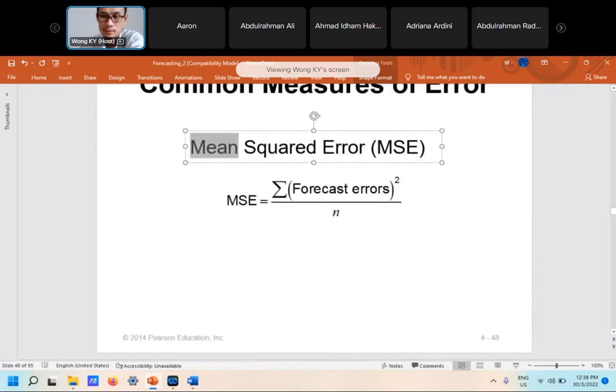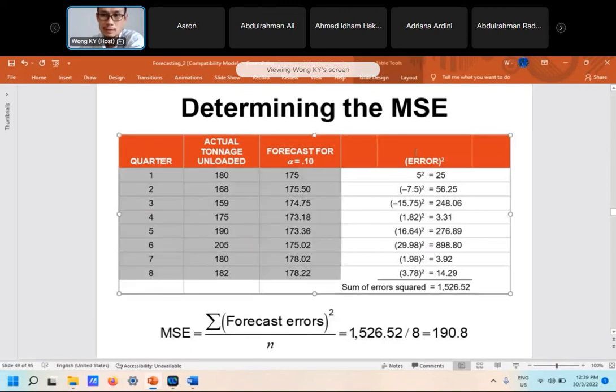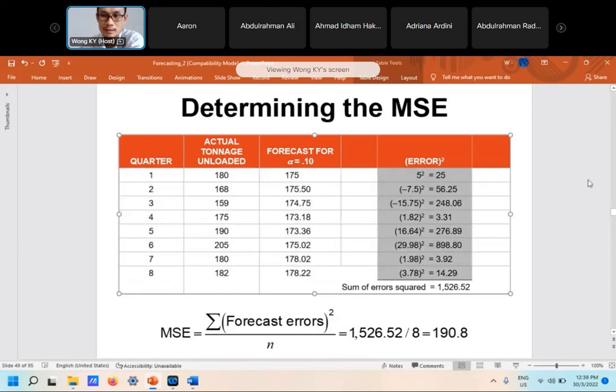Just for simplicity, we show you only for alpha equals 0.1. Alpha equals 0.5, no need to show, I don't want to waste space. You do the same for alpha equals 0.5. So same set of data, but we want to calculate mean squared error. Create a column, calculate the squared error first. Calculate the error. Error is actual minus forecast. So 180 minus 175, you get 5. But we are interested in squared error, so we square the error, it becomes 25.